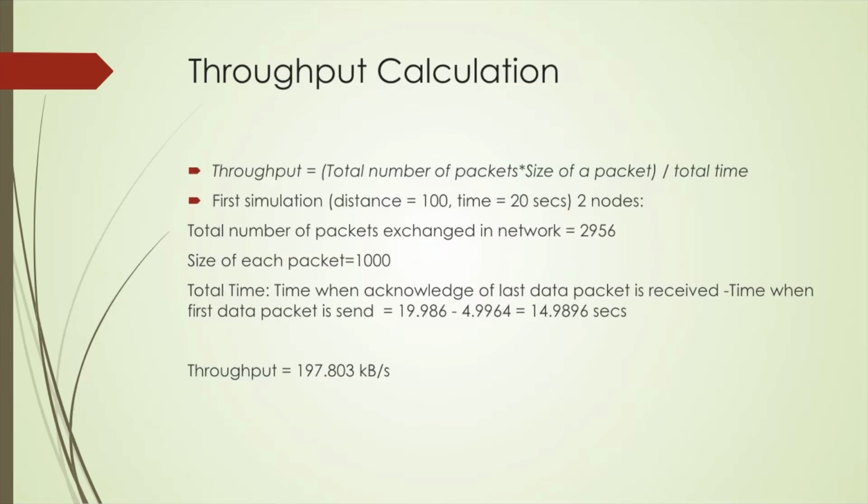And for the first simulation I have run, these were the parameters that I have used. So it was for two nodes, and the distance between the two nodes was 100, and we have run this simulation for a total of 20 seconds. So this is the total number of packets that we have observed from the Wireshark analysis. And the size of the packet, this is something you have to fix in your C++ code. So using all these numbers, the throughput for the two nodes that I've got is about 198 kilobytes per second.